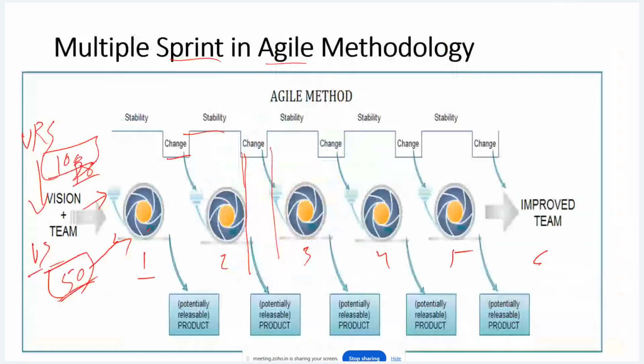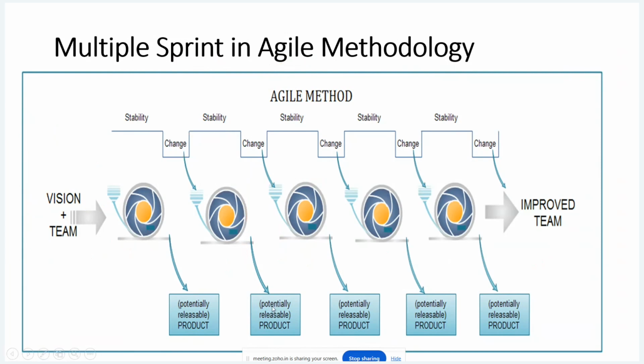Next cycle will start. So what happened here? We have 100 requirements. Out of 100, we select 50. Out of 50, we are only able to develop 40 requirements. The remaining 10 requirements will be shifted to the next product backlog.